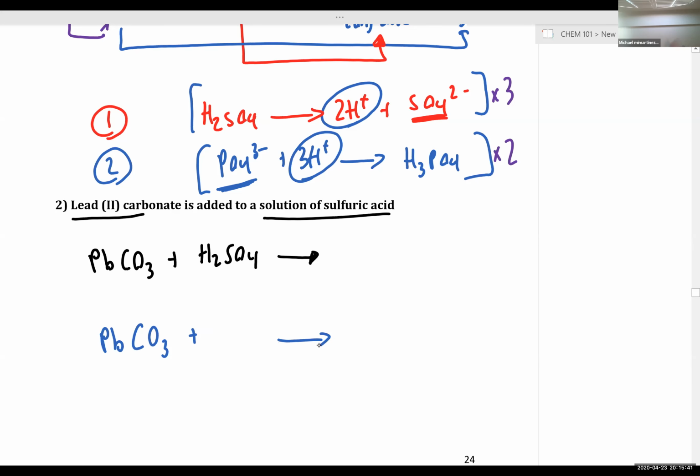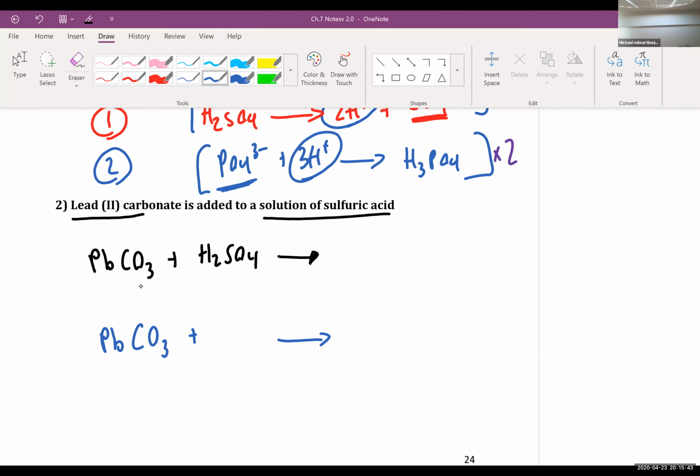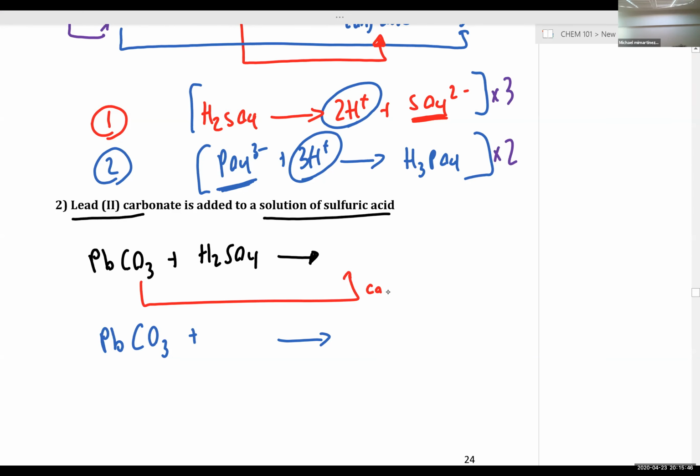Okay. And what conjugate acid will we be making? Or what fully protonated species will we be making? How many protons can carbonate pick up? Carbonate is CO3 2-, so it can pick up how many protons? 2, exactly right. And we make H2CO3 plus lead 2+.